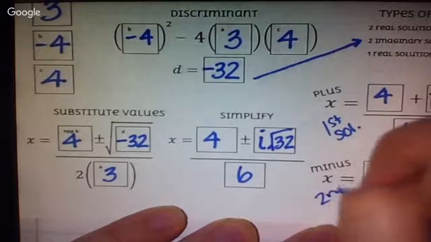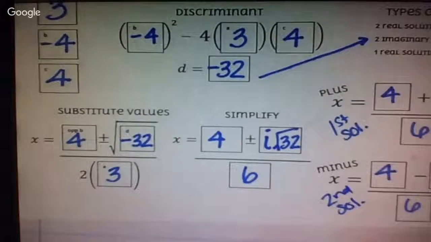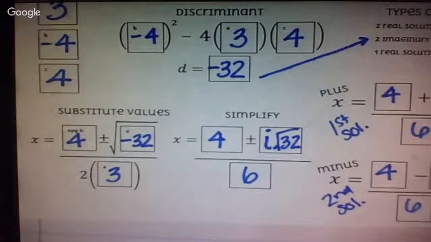At the end, you just split it up. That's your second solution. Because this is imaginary, this is all the farther you can go with this. If it's not imaginary, we plug these in and actually get answers.